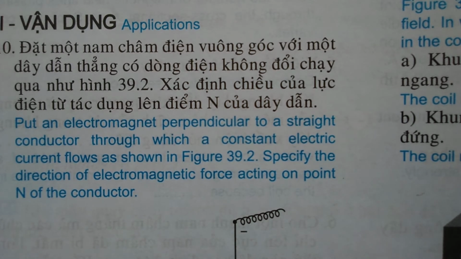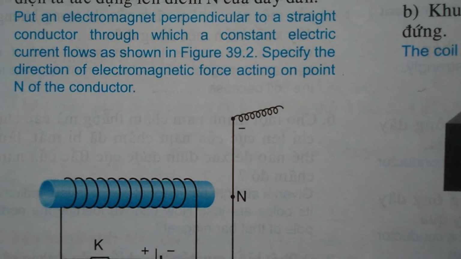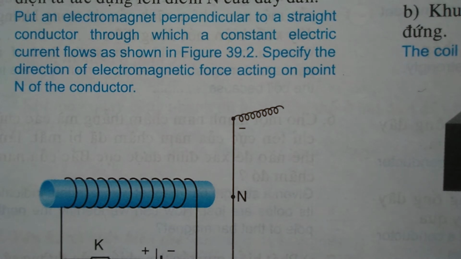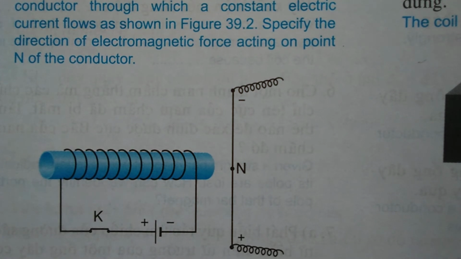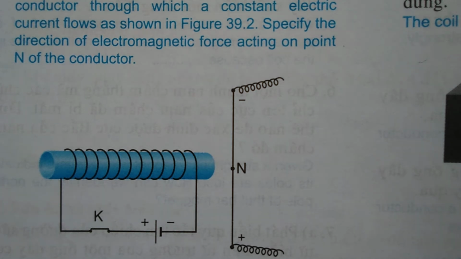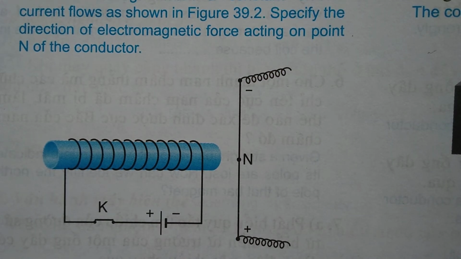Applications. Put an electromagnet perpendicular to a straight conductor through which a constant electric current flows as shown in figure 39.2. Specify the direction of electromagnetic force acting on point N of the conductor. It goes up out of the page.